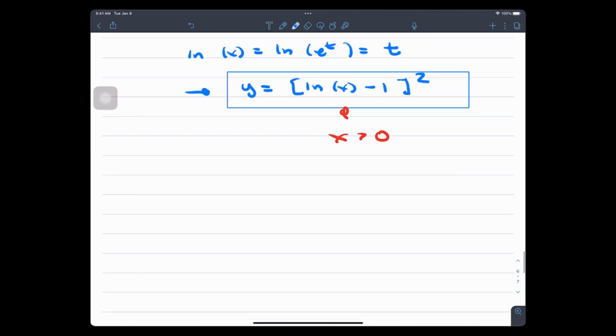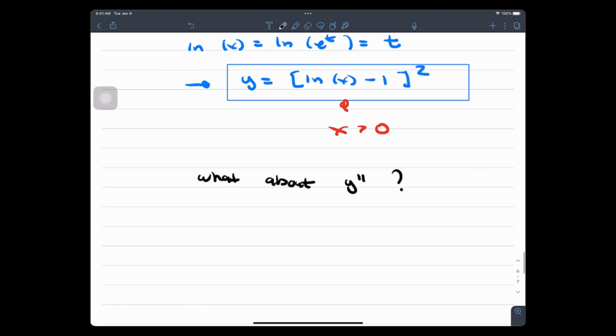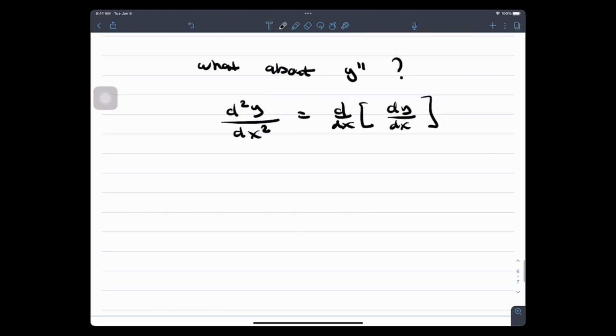Now, that brings me up to the next point. What about concavity, right? If they ask, what about concavity? So what about y double prime? Okay, second derivative. What's the definition? Do you guys know? This is the definition of the second derivative. It is the derivative of the first derivative. Remember, this is y prime.